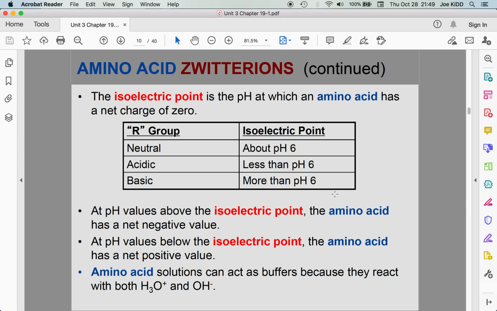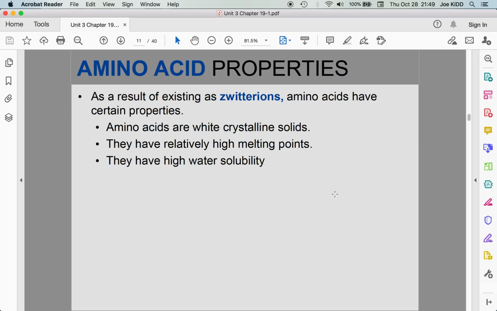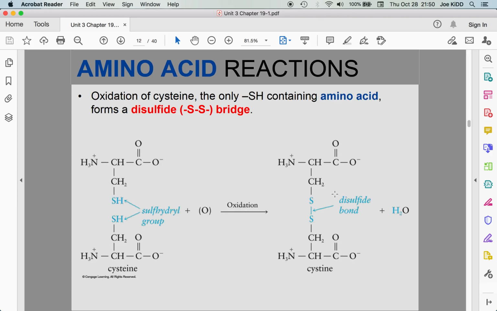Because of these Zwitter ions, the fact that it's its own acid-base reaction happening, amino acids tend to act as buffers, and they can react with both hydronium, H3O+, or hydroxide. Because of this, most Zwitter ions, amino acids, are going to have similar properties. They're typically white crystalline solids, have relatively low melting points compared to other solids, but are also very soluble in water. That solubility in water comes from the fact that these are highly polar. This is cation and anion going on here, which we know water loves to hang out with.